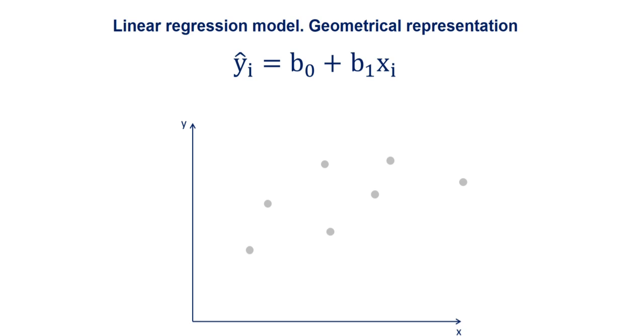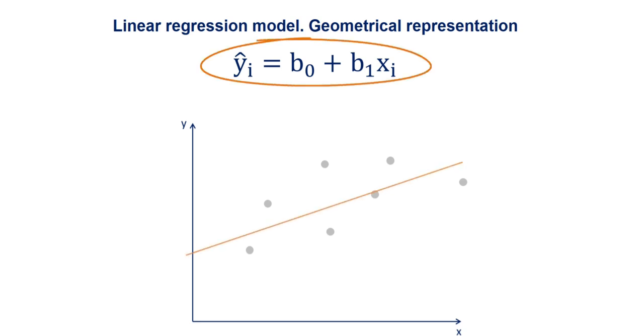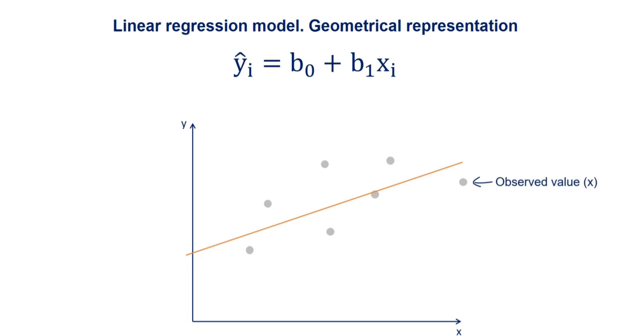Okay, here's a plot with some data points. We plot the line based on the regression equation. The gray points that are scattered are the observed values. B0, as we said earlier, is a constant and is the intercept of the regression line with the y-axis. B1 is the slope of the regression line. It shows how much y changes for each unit change of x.